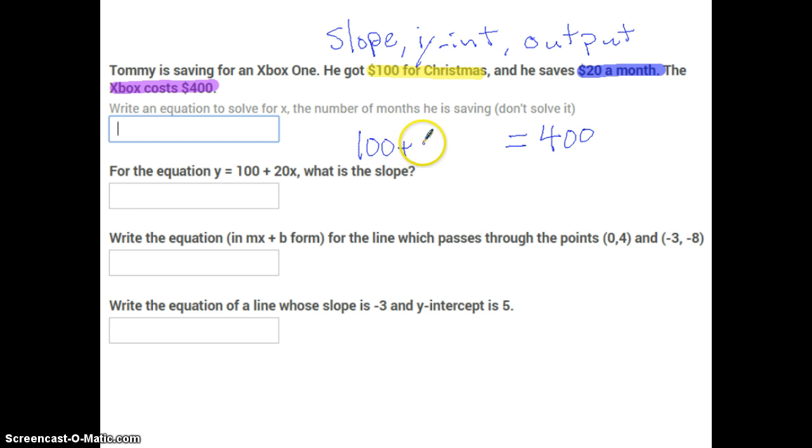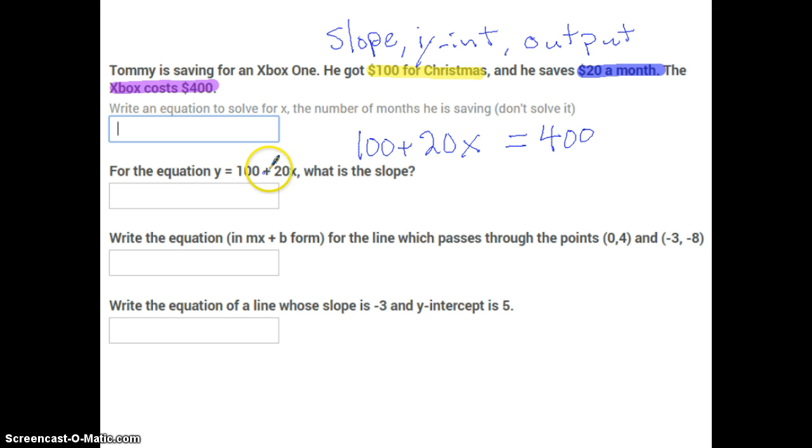I only get the Christmas money once. So it must be 100 plus $20 per month. And I'm going to use the letter X for month here. Okay, so the equation is 100 plus 20x equals 400. Now, if I wanted to solve it, I would subtract 100 from both sides, but it says don't solve it, so I'm not going to.